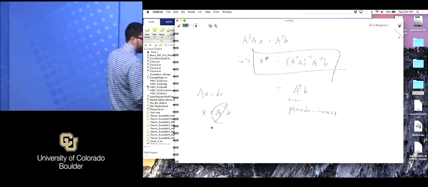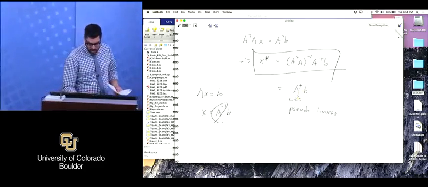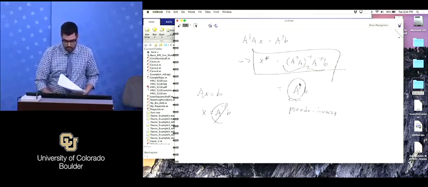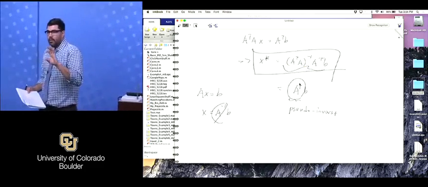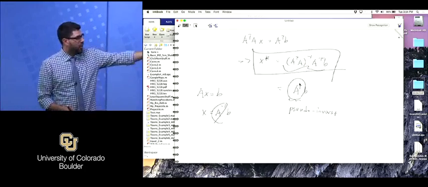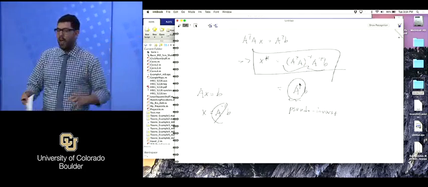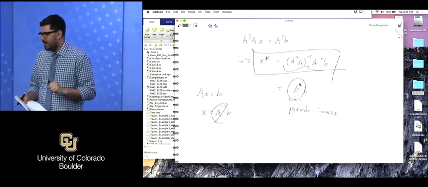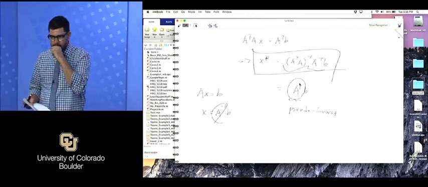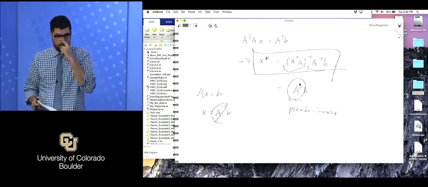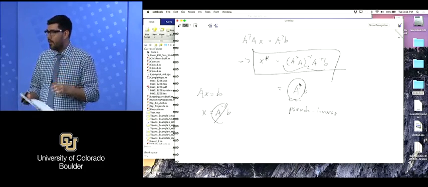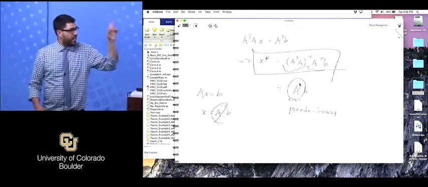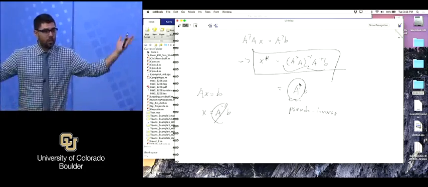But this is why they call this the pseudo-inverse, because this piece right here, that's the pseudo-inverse. Okay? Because it's sort of doing it as close as possible to A inverse, in the least squares sense. Does that make sense? Okay? Questions? So that's it. That is the least squares solution, closed form.